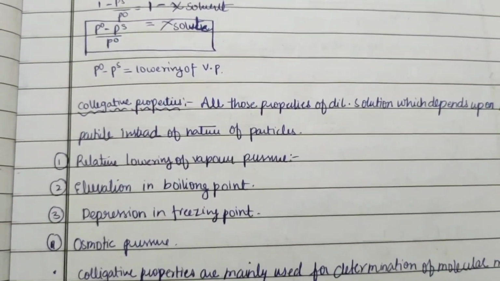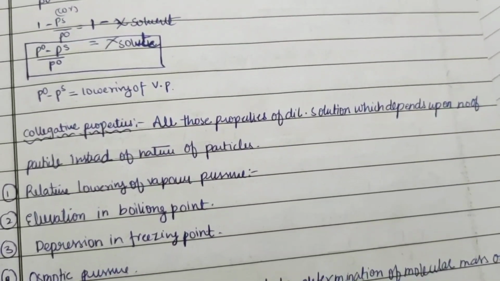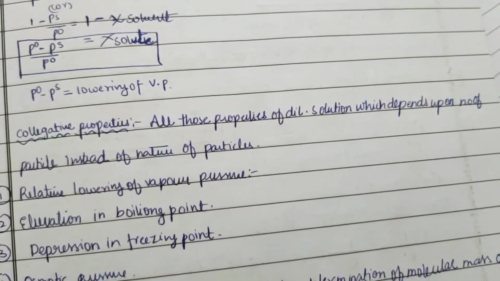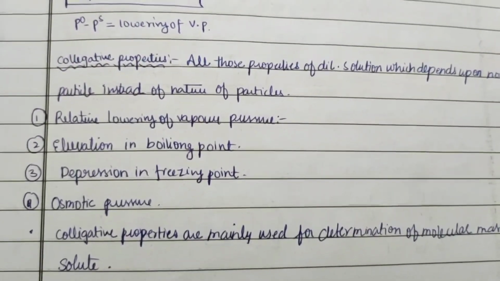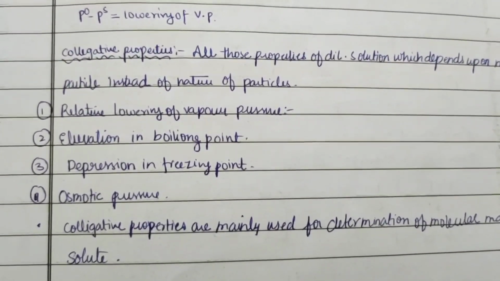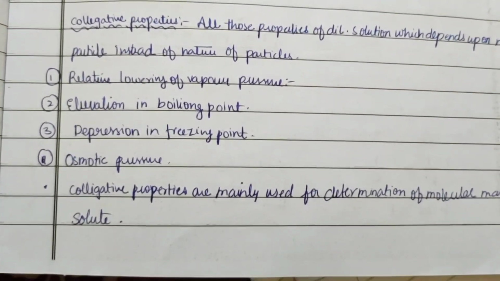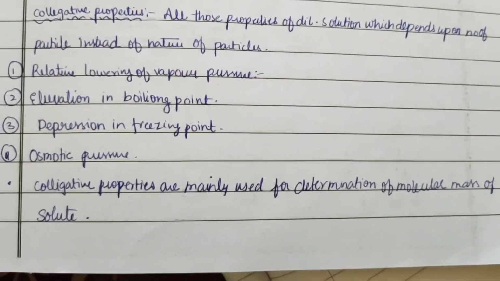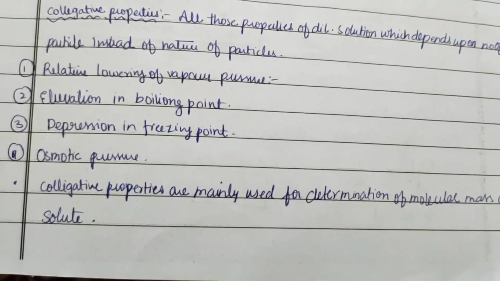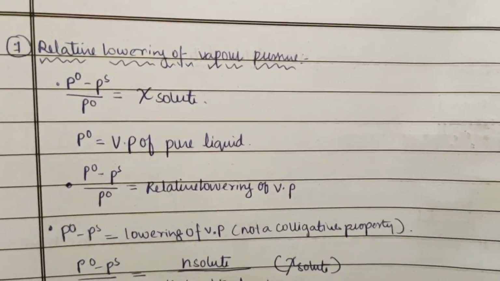Now let us discuss colligative properties. All those properties of dilute solution which depend upon the number of particles instead of the nature of particles are known as colligative properties. There are 4 types of colligative properties. First is relative lowering of vapor pressure. Colligative properties are mainly used for determination of molecular mass of solute. First, let us discuss the first colligative property, relative lowering of vapor pressure.